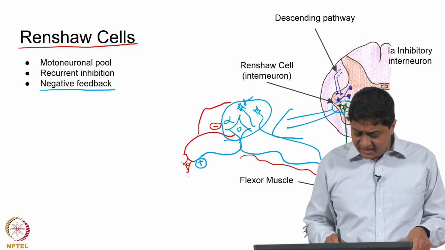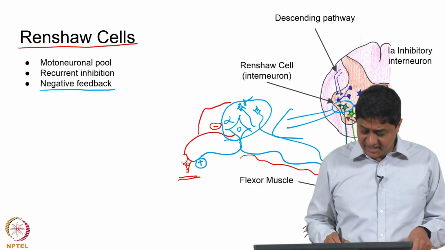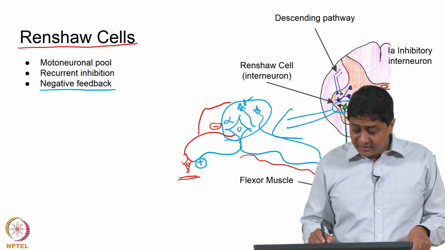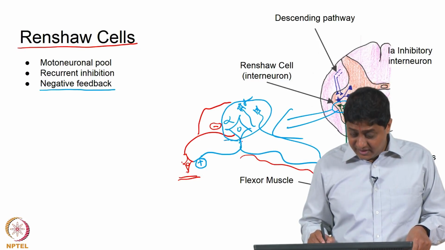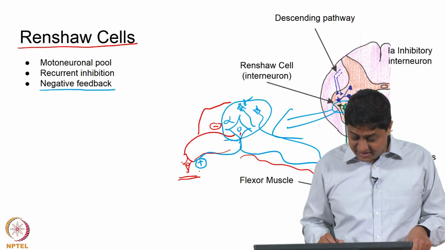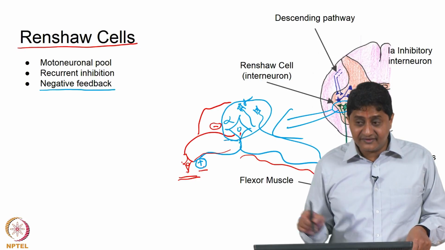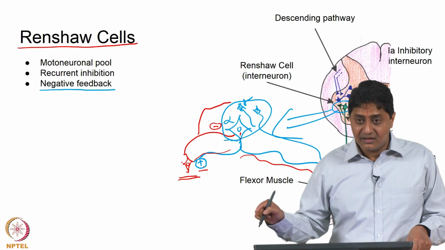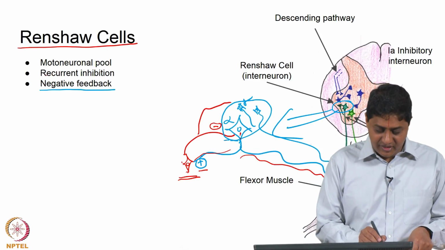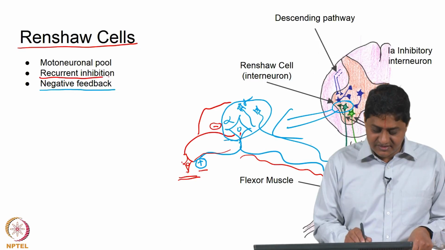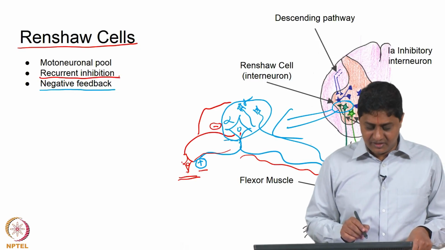By the way, who is activating this? To remind ourselves, who is activating this inhibitory interneuron? The same motor neuron. It is this cell that is exciting it, is it not? So, the cell that is exciting it is getting inhibited by itself. This is called a recurrent inhibition.